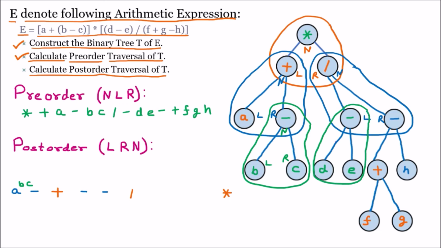Now talking about the next subtree. Here again we have to find out, which is node, left and right. So left, right, node: D E minus. We are talking about the second minus now. So D, E and minus.